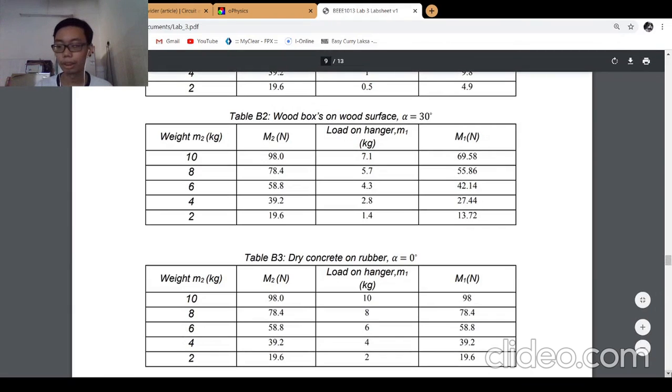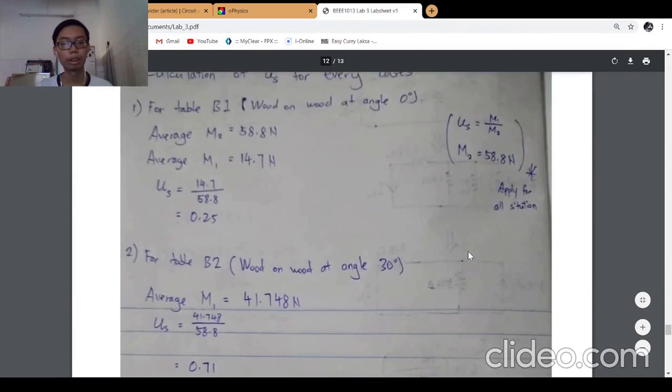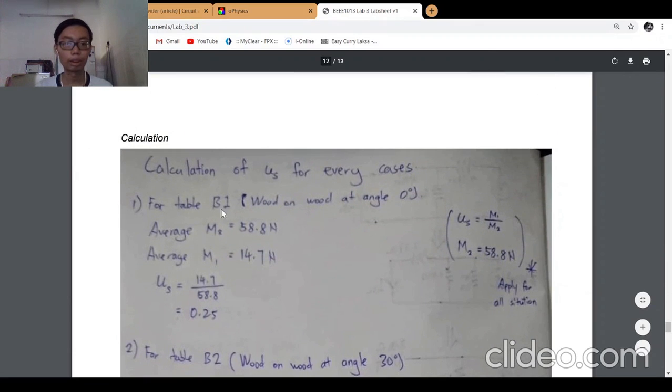So we have 5 results, so we use the average result. Okay, we add them all, and then we divide by 5, and then add them all, divide by 5, and then we get the result. And then this average, divide by this average, and then we'll get the answer. So the calculation is here. This will be the calculation.